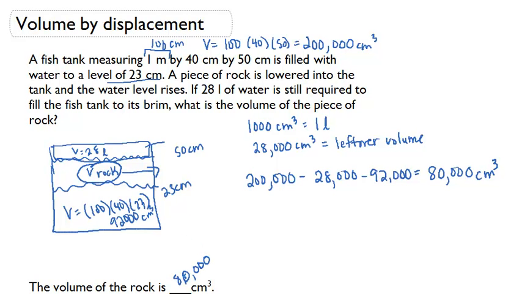We found that by displacement. We knew this volume, we knew the entire volume, and we knew the leftover volume right here. So then we just had to do some subtraction to figure out the remaining volume, which was the volume of the rock.